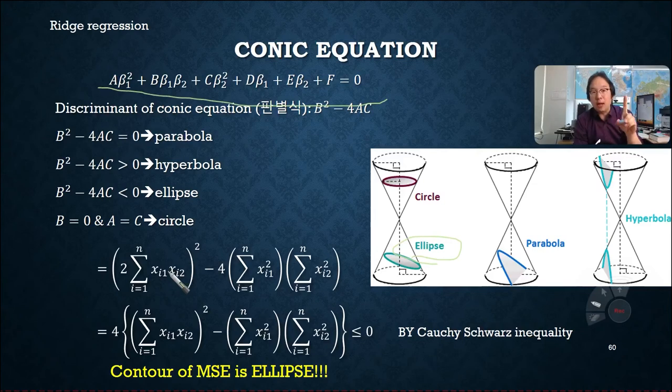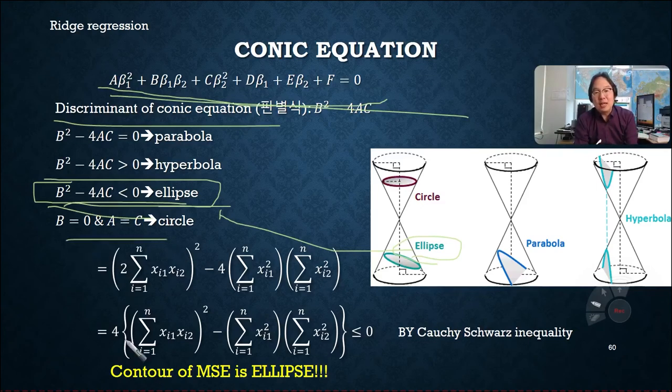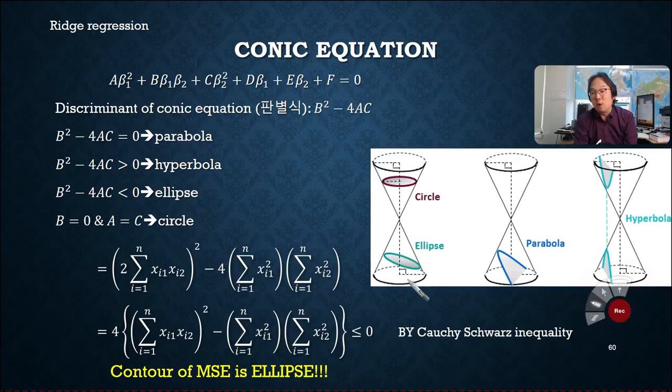The discriminant for the conic equation: I'm not going to test this on your exam, but just watch it, so you don't avoid the situation and get discouraged too much by the engineer guys. For an elliptic equation, the discriminant is b squared minus 4ac. If it is negative, then it is an elliptic form. Don't ask me why; Google search it. This is a conic and an elliptic equation, and so the contour of the MSE will be elliptic.